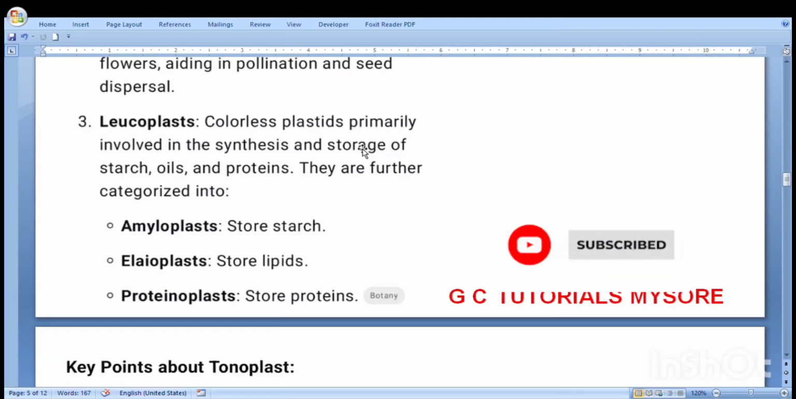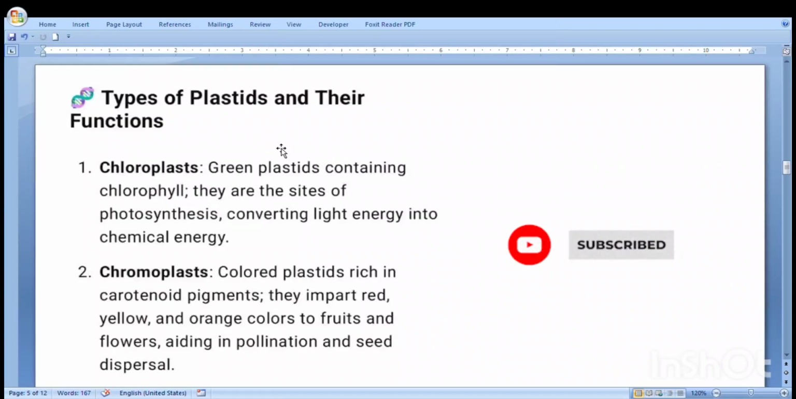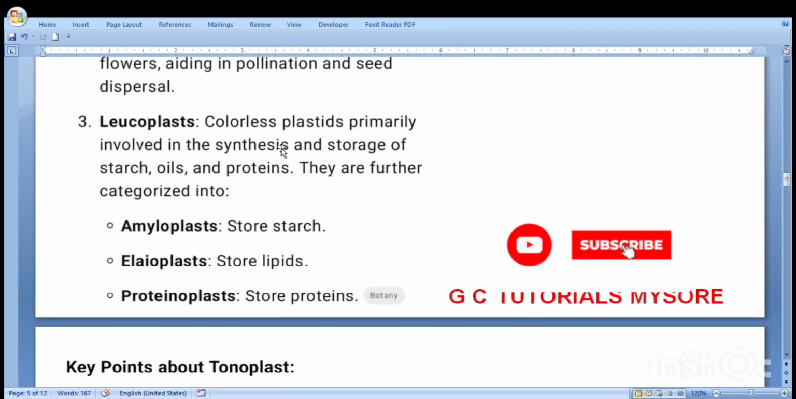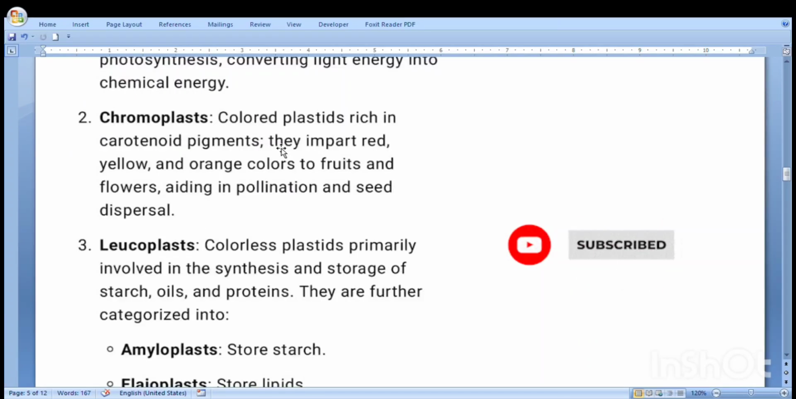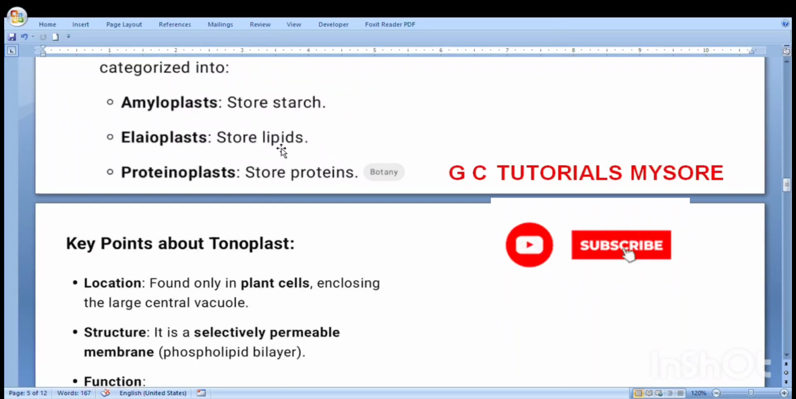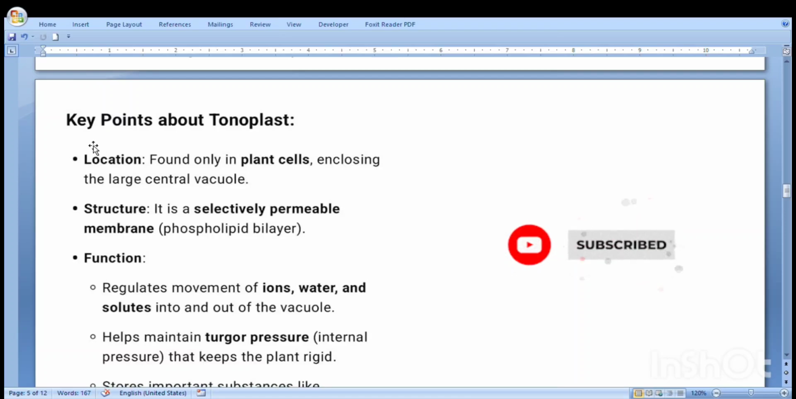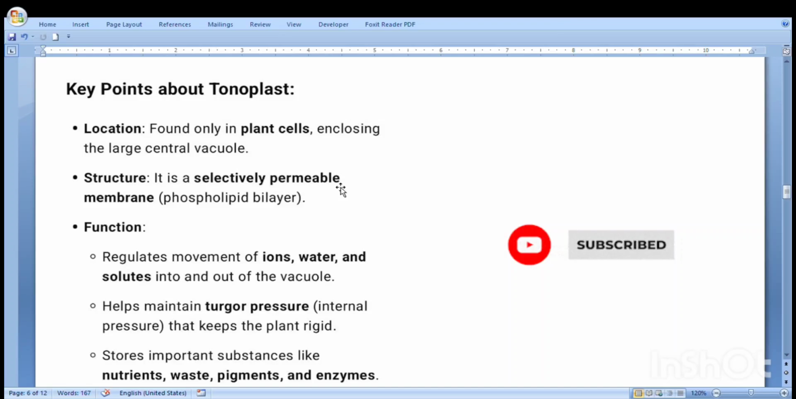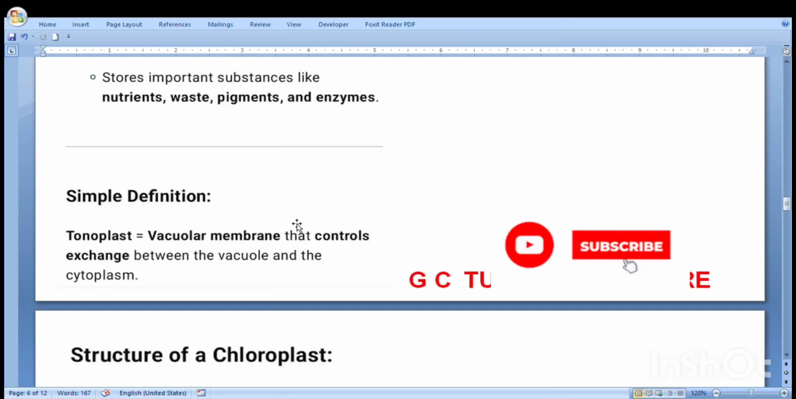Next, come to leucoplast. This is a colorless plastid. It is involved in the synthesis and storage of starch, oil and proteins, right? So I gave you the simple explanation for all this. If you want, you can pause the video and take the notes. Okay? For the tonoplast, I gave you the explanation, where it is found, how the structure is and what the function of the tonoplast is. I already explained it deeply.